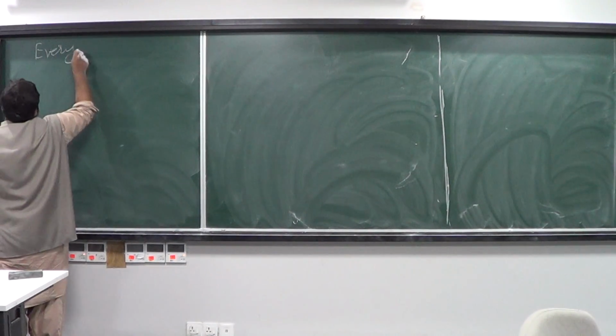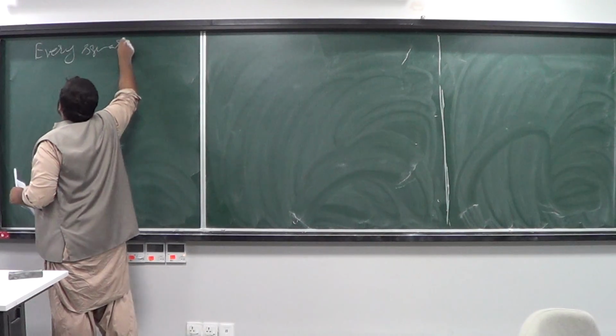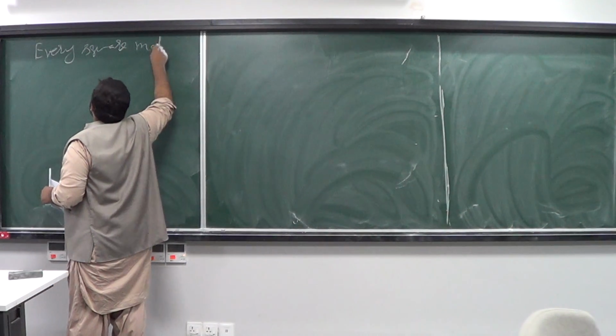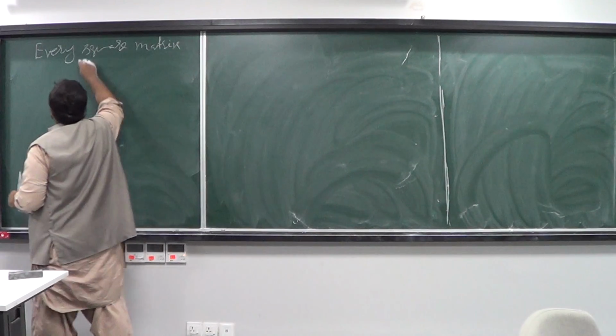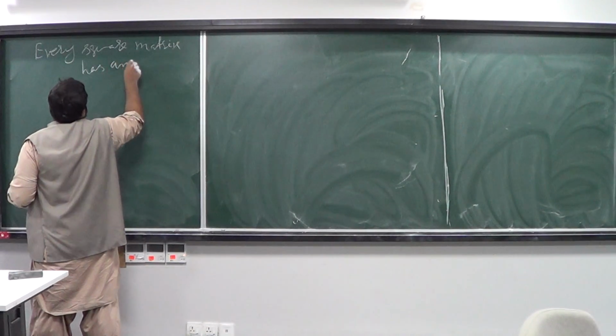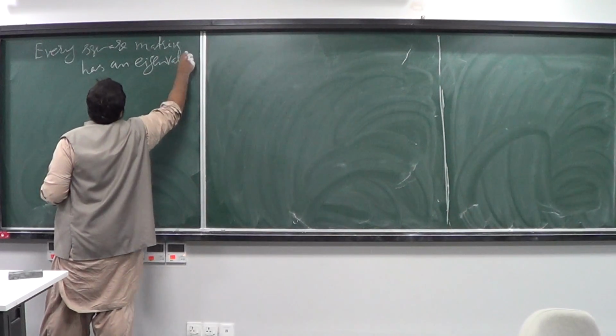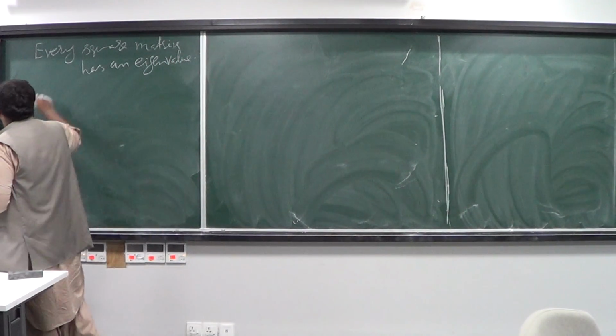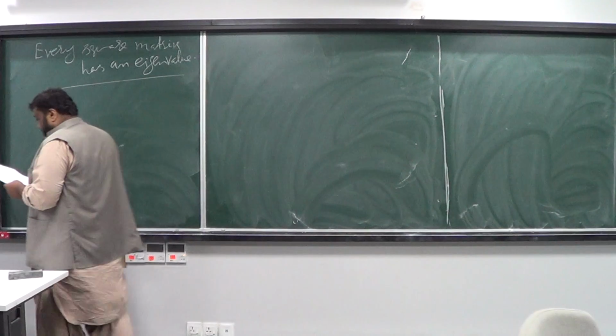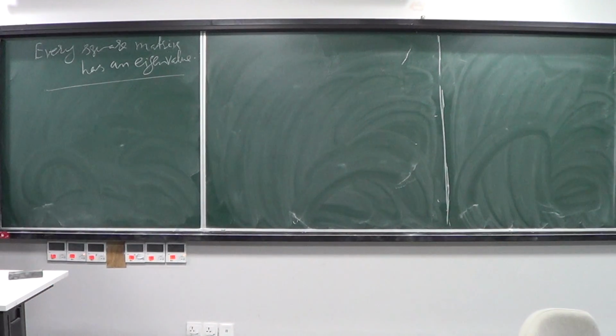Okay? So the first question: every square matrix has an eigenvalue. Okay, so this is what we would like to mainly show.